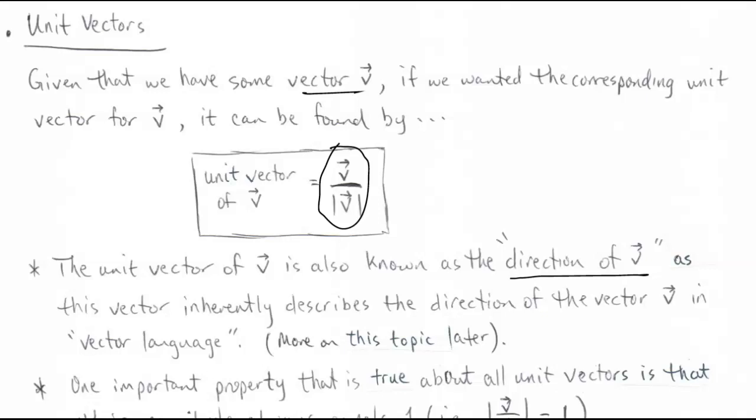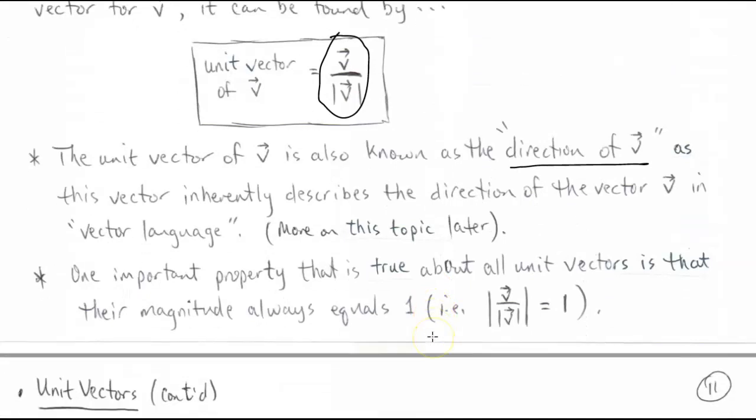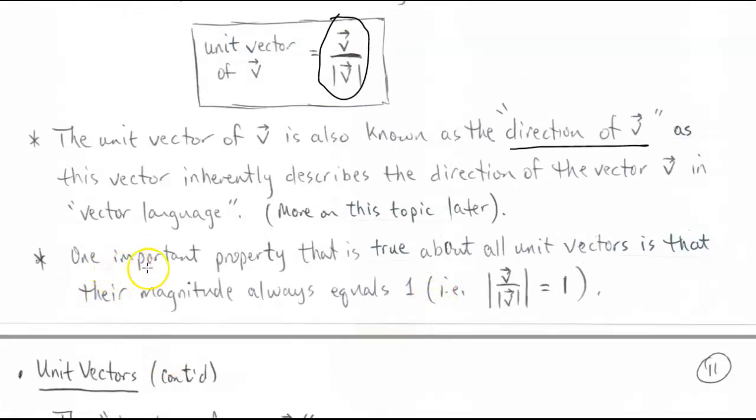Okay. So if we wanted to look at our vector in terms of cutting it up into units of 1, the unit vector is the vector that does that. So that's a way of looking at it. Now, in saying that, note that one important property that is true for all unit vectors is that the magnitude of a unit vector will always equal 1.